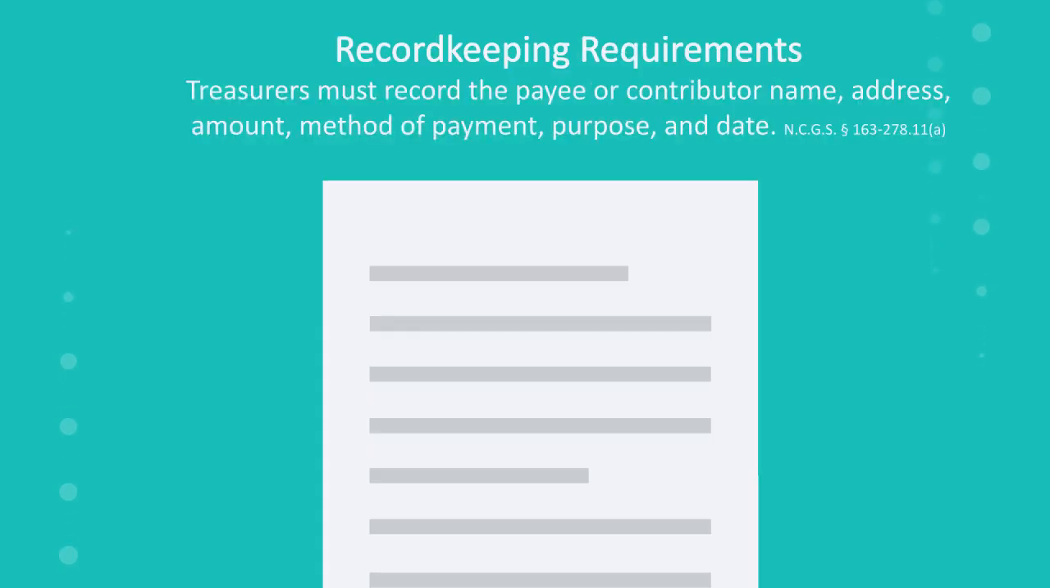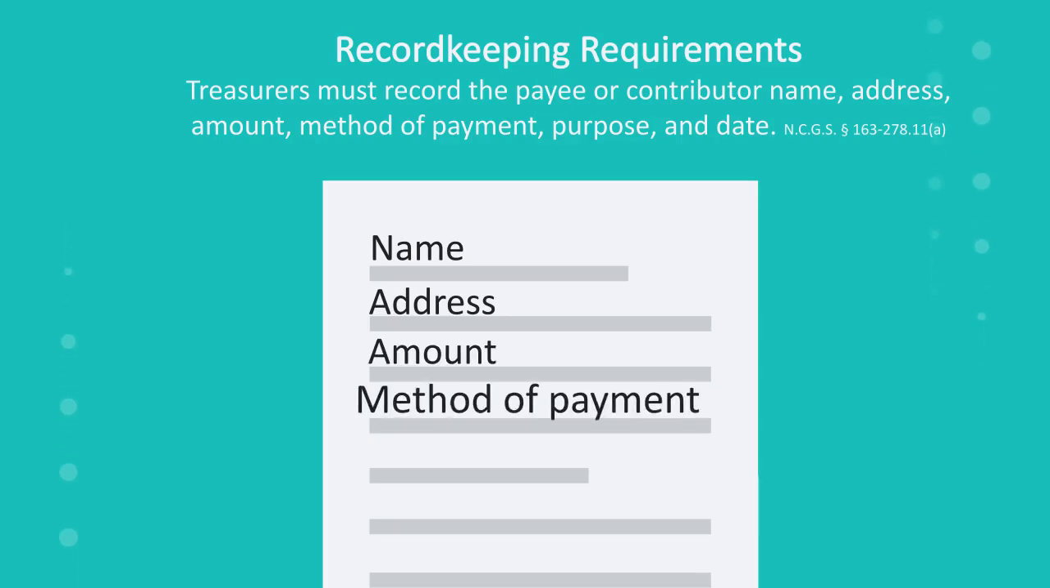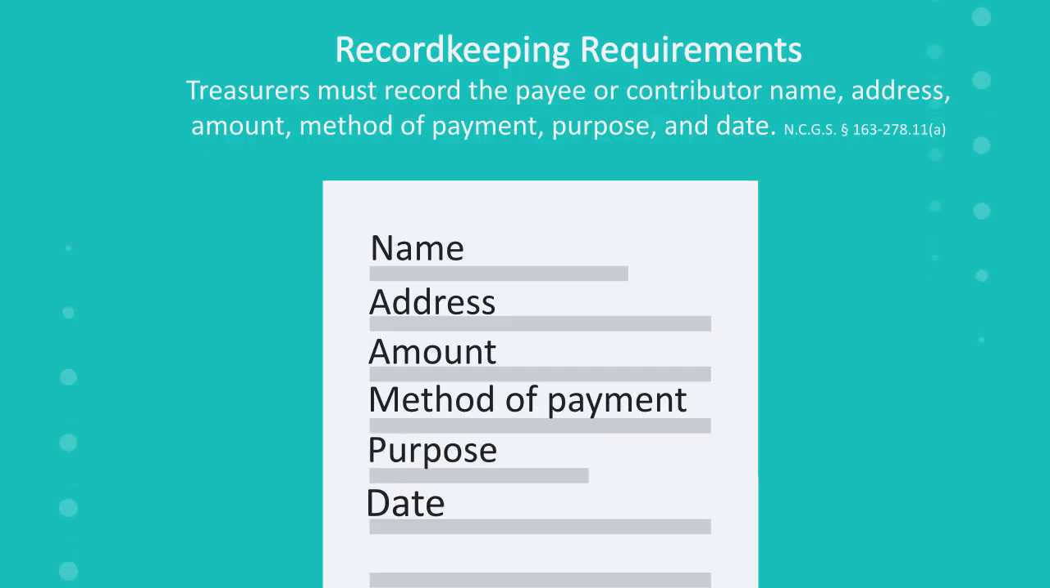Let's talk about record-keeping requirements. Treasurers must record each payee's name and mailing address, the amount of the expenditure, method of payment, the purpose, and date the expense was made.